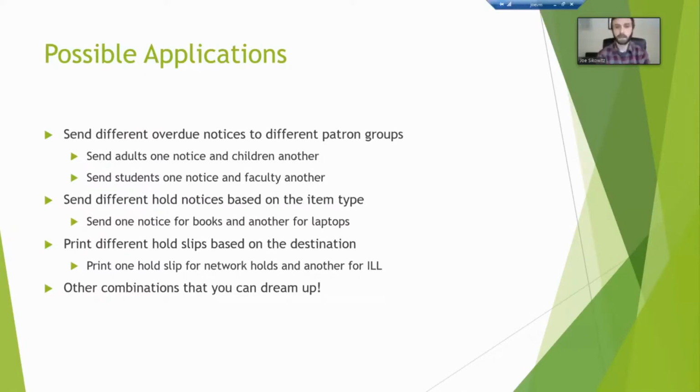In the academic setting, you could send one notice to students and one to faculty. Another example is you could use item type to send one notice for books, another one for laptops potentially, or other technology. And then what we did is we printed different hold slips based on the destination. So you could print one hold slip for network holds and another for ILL. And really there are, I wouldn't say an infinite number of combinations that you can dream up, but there are many, many more combinations you could come up with and potentially use with these tools.